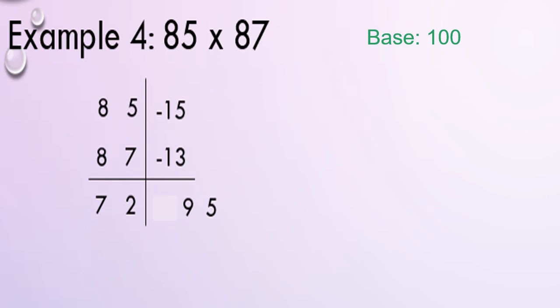So, 72 plus 1 equals 73, and write 73 as our left part of our answer. We are now good to go. And we have our final answer 7395. Please note that the number of digits taken as carry shall be equal to number of digits on right-hand side of vertical line minus number of zeros in the base number.